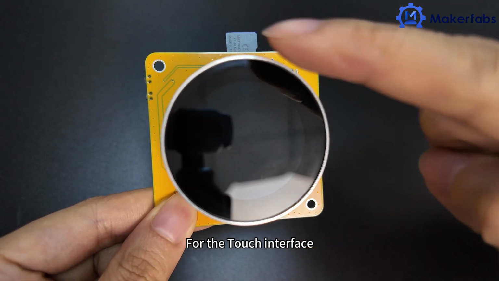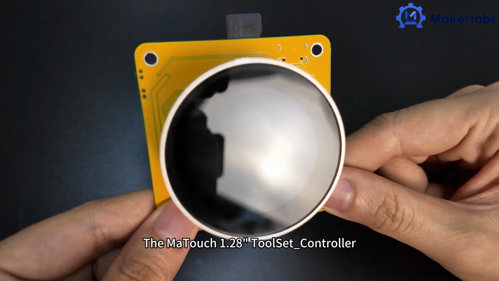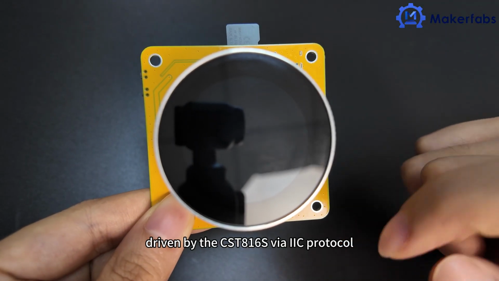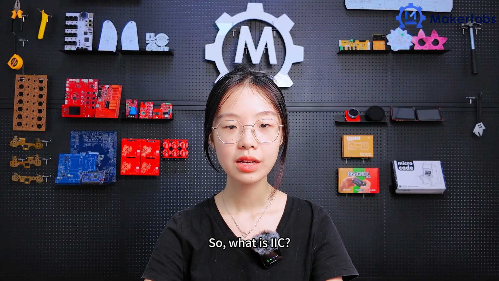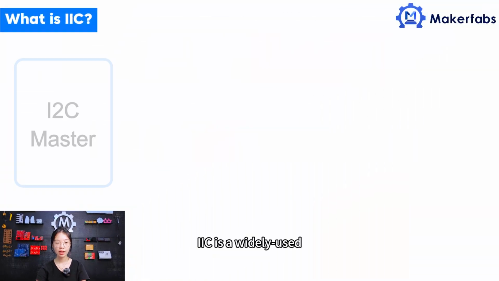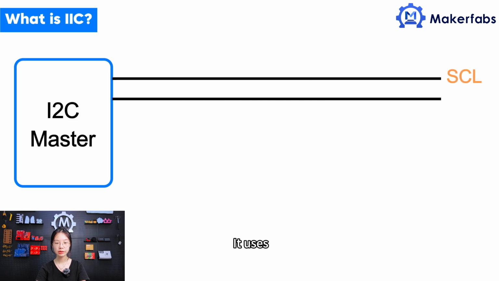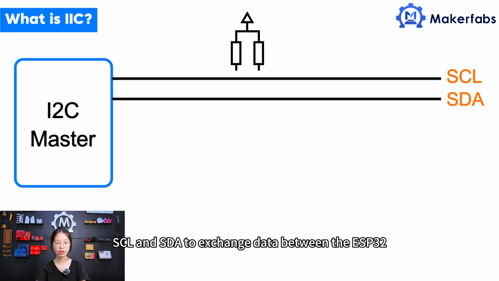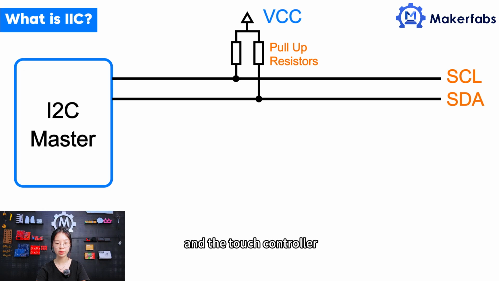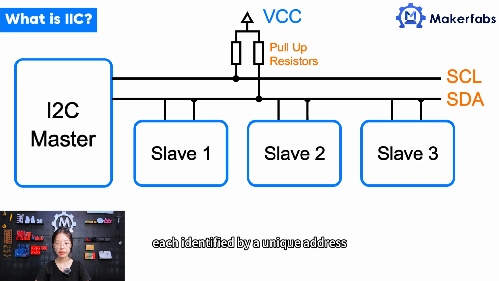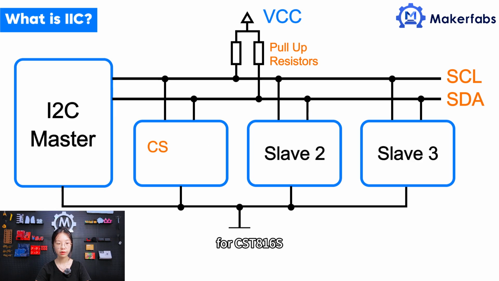For the touch interface, the MaTouch 1.28 touchless controller uses a capacitive touch interface driven by the CST816S via I2C protocol. So what is I2C? I2C is a widely used two-wire serial communications interface. It uses SCL and SDA to exchange data between the ESP32 and the touch controller. I2C allows multiple devices to share the same bus, each identified by a unique address. For the CST816S, this is typically 0x15.